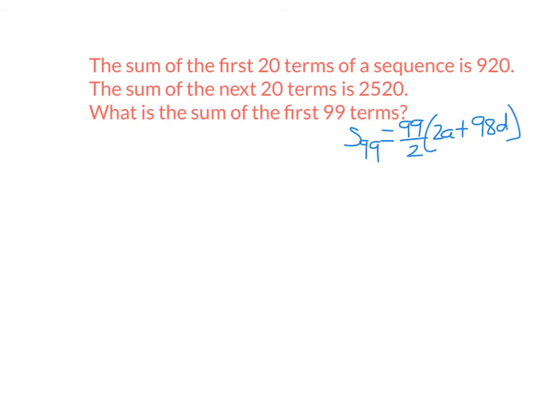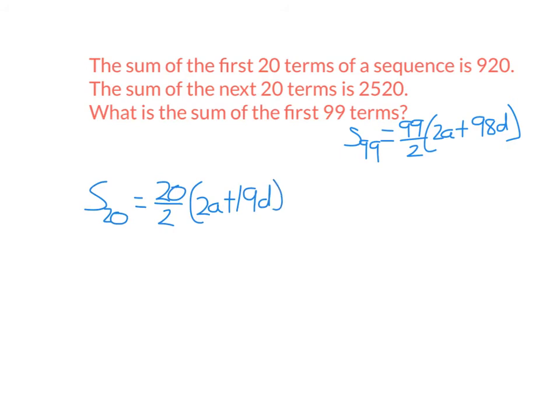The problem is we need to know a and d to be able to calculate S99. So what we're going to have to do is use the information we have to find a and d. So let's start by forming an equation here. The sum of the first 20 terms of a sequence is 920. So using our formula, S20, that will be equal to n over 2 times 2a plus n minus 1 times d.